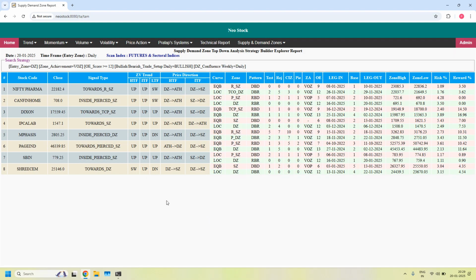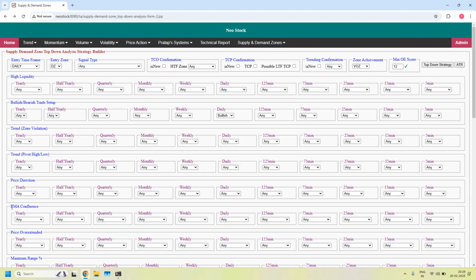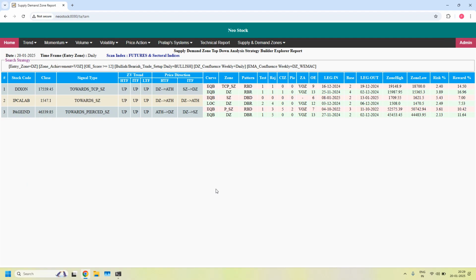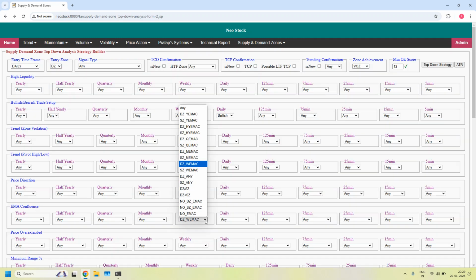If a weekly demand zone has weekly EMA confluence, those stocks are even more high probability, because the daily zone is part of the weekly zone. So in the EMA confluence, weekly time frame, I am setting the filter weekly demand zone having weekly EMA confluence. We got 3 stocks. So these 3 stocks are even more high probability trade setup weekly demand zones.